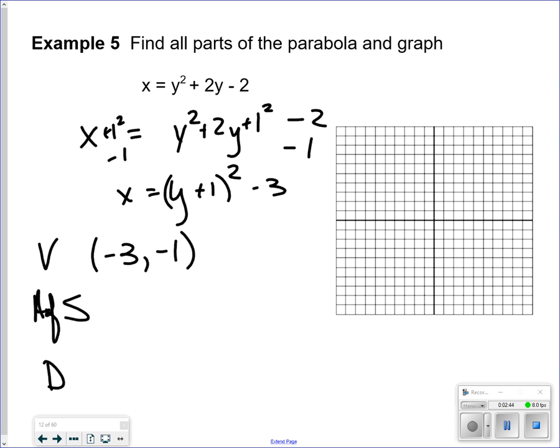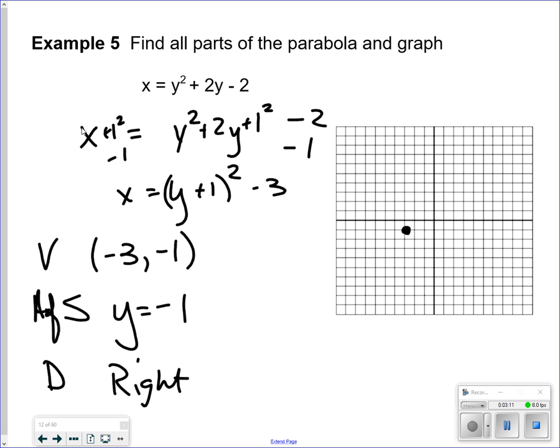So let's do that. -3 is on the outside, -1 on the inside. Notice the y value is -1, and the x value outside the parentheses is -3. Axis of symmetry, another way of thinking about it, it's always the one that's in the parentheses. So the axis of symmetry is y equals -1. And the direction, because the a value is positive, would be going to the right. So I'm going to graph this.